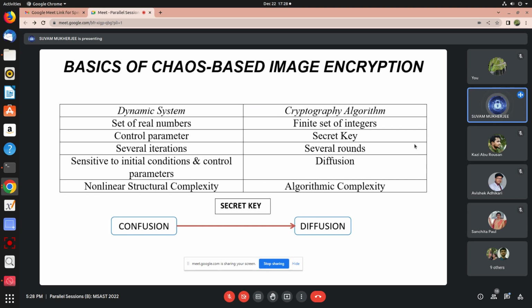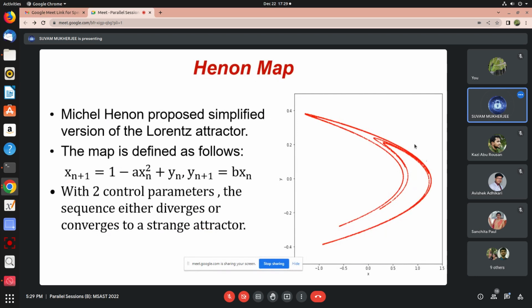And in chaos-based image encryption, we mainly focus on two things. The first one is confusion, and the second one is diffusion. Confusion means we try to permute or rearrange the pixel values of any given image, and further we use some secret keys to make the encryption to produce the cipher image. So in this work we have used the Henon map and the logistic map.